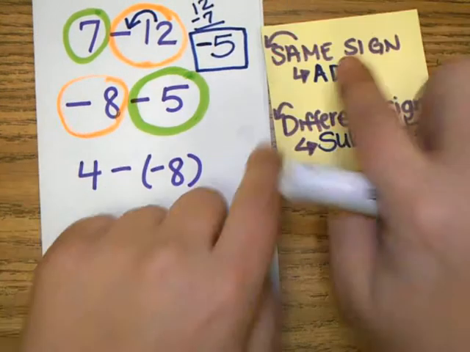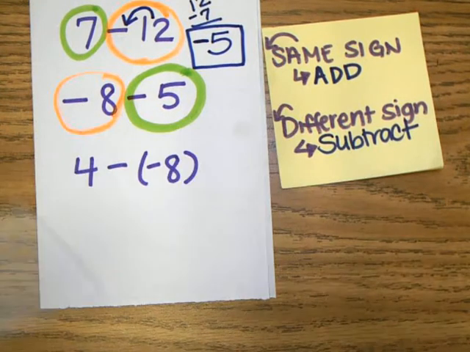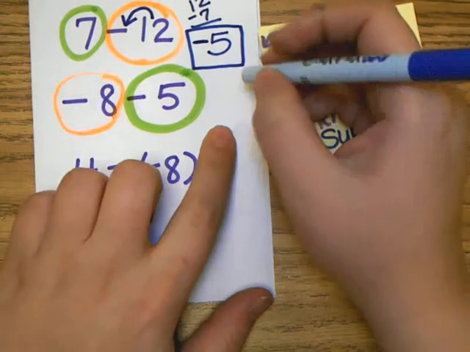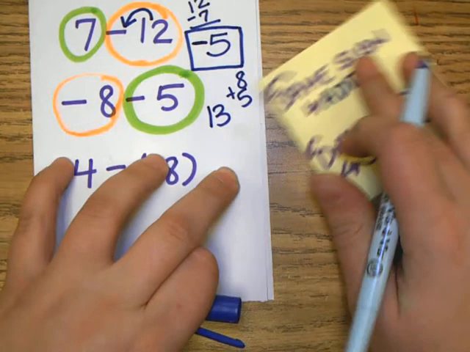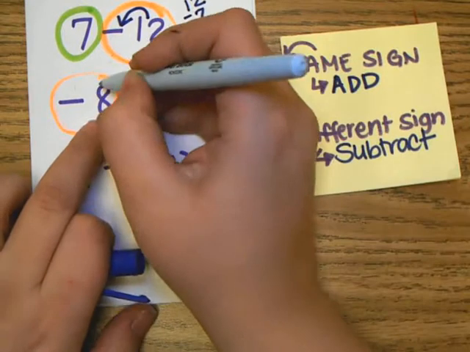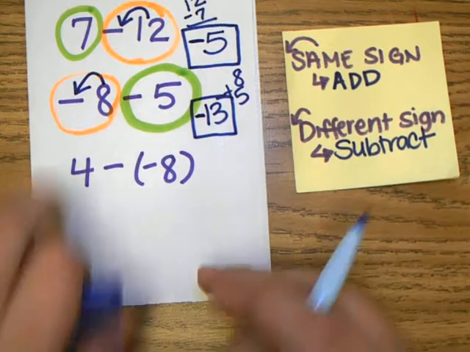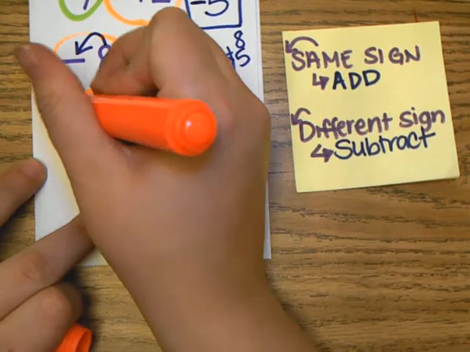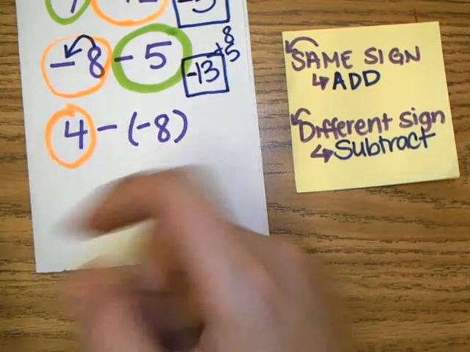Okay, two more here. We have a negative 8, and we have a negative 5. They are the same. They're both negative numbers. We're looking at them as both being negative values. So since they're the same, we're going to add. So 8 plus 5 is 13. Then we're going to look in front of the larger number, which is 8. So the answer is negative 13.